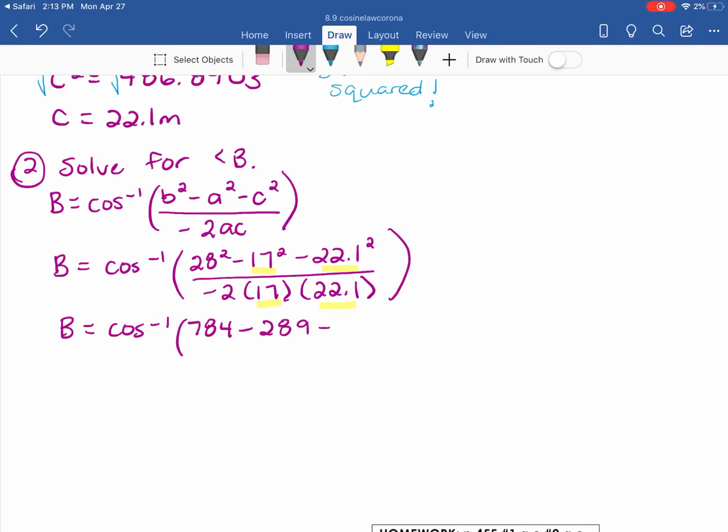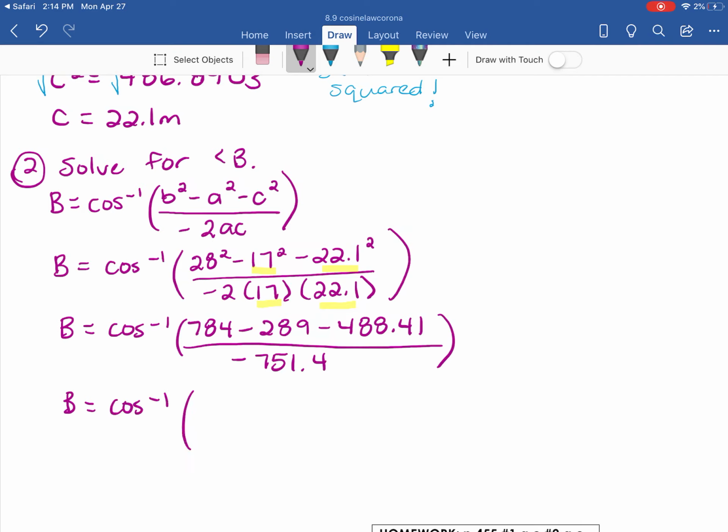Okay, so 28 squared is 784. 17 squared is 289. 22.1 squared is 488.41. Negative 2 times 17 times 22.1 is negative 751.4. Okay, you have to follow BEDMAS, so you have to do the top, like the adding and subtracting, first.